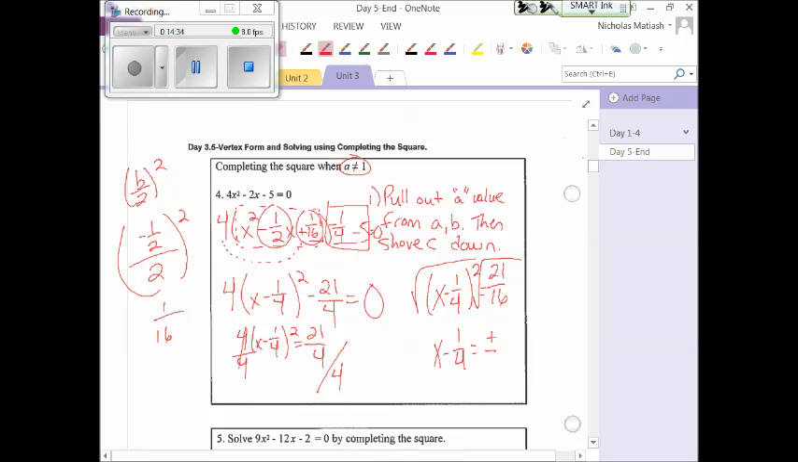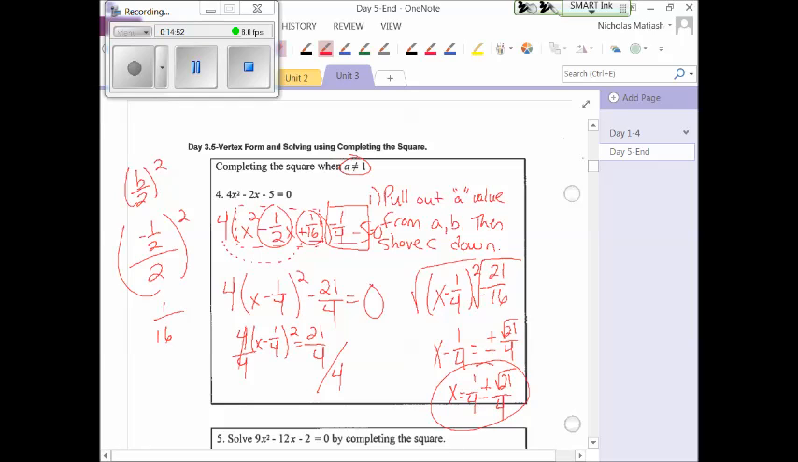We don't know the square root of 21, but we do know the square root of 16. So this is plus or minus square root 21 over 4. Now we can add the 1/4 over: x equals 1/4 plus or minus square root 21 over 4, and there is our answer.